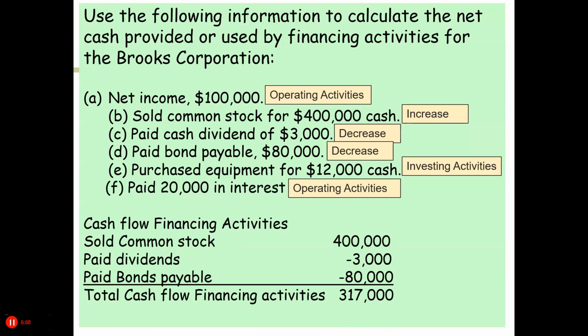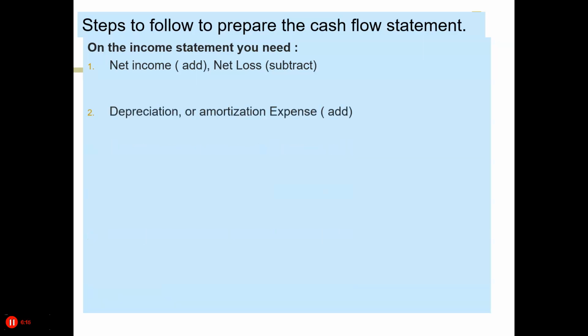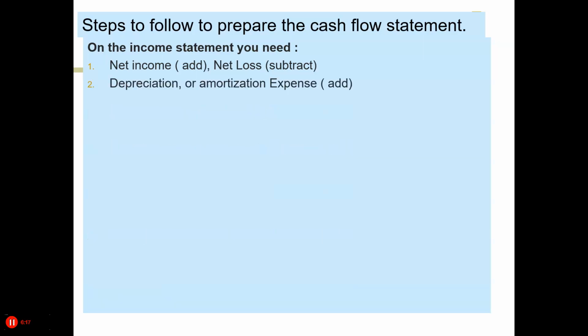Now let's prepare an actual cash flow statement using all three parts. Now, this is a slide you should print out because I tell you what you need and what you're going to do with it. So first, you're going to look for the income and you're going to add that in or take it out if it's a loss. You're going to look for depreciation or amortization. You're going to look for any gains or losses. That's going to be the income statement, and you're going to use all of that as part of operating activities.